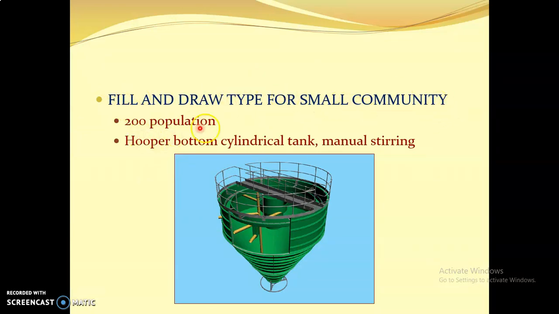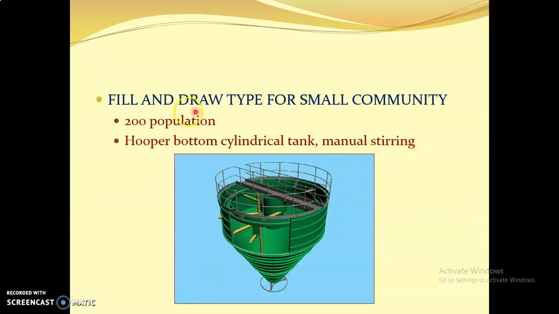For a small community, when you have a village population of around 200, you can make a device like this, which is called a hopper bottom cylindrical tank. This is a larger tank where the reagents are added and manually mixed together, and then the water is drawn from this.